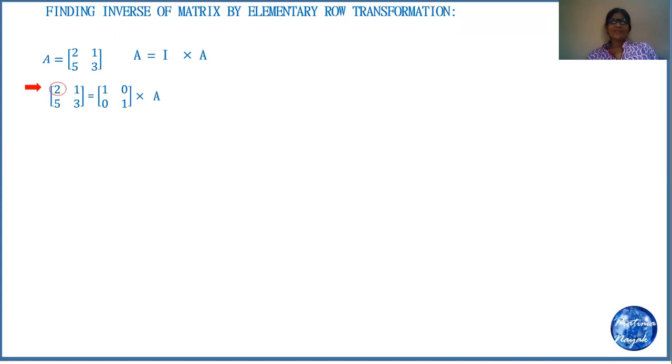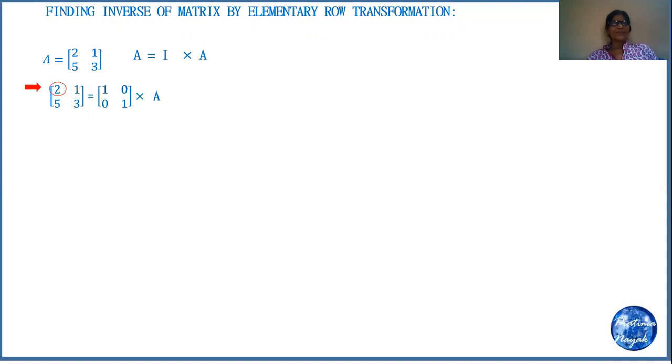The first position we have to change is this 2. We have to change 2 into 1 because the A11 position in the identity matrix is 1. So how to do it? You can multiply with half. But I don't want to do that operation because from the beginning I don't want any fraction in the matrix, so that it will be difficult to write.